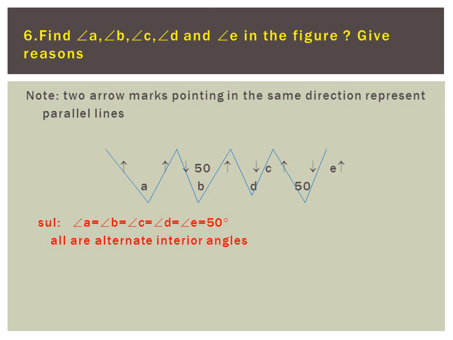Okay, right. So find angle A, angle B, angle C, angle D in the figure. Give the reason. Note, it is given that two arrows pointing in the same direction represent parallel lines. So automatically every such line is a parallel line. Another line is a transversal. So automatically all are alternate interior angles. Everything is equal. So angle A is equal to angle C, and B, C, D are 50 degrees. Okay, right. Alternate interior angles are equal when the lines are parallel.